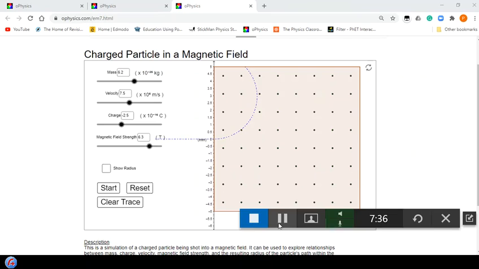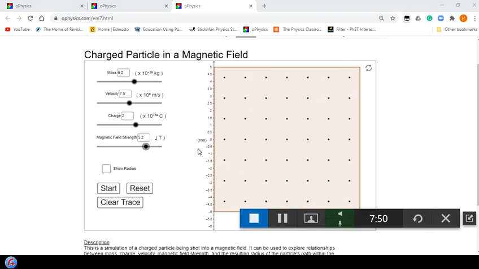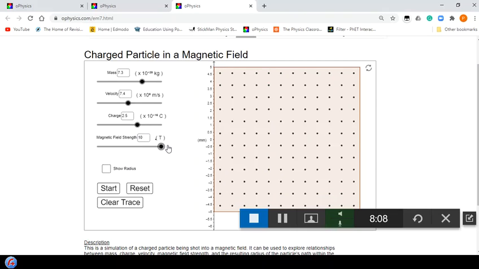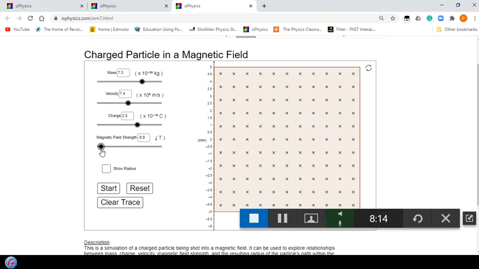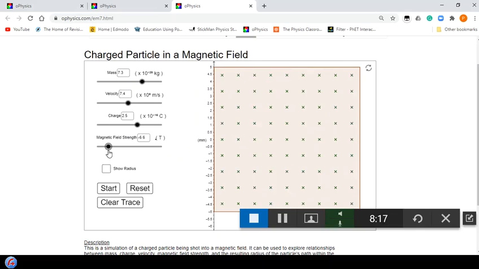Now once again, if we look here, we can determine the mass of the particle. The heavier the particle, we have to know what the result is going to be. We're going to look at the forces, the centripetal force, the mass, the velocity, the charge, and the field strength. The field strength is the number of field lines coming out of the page. There's a negative field strength when it goes into the page.